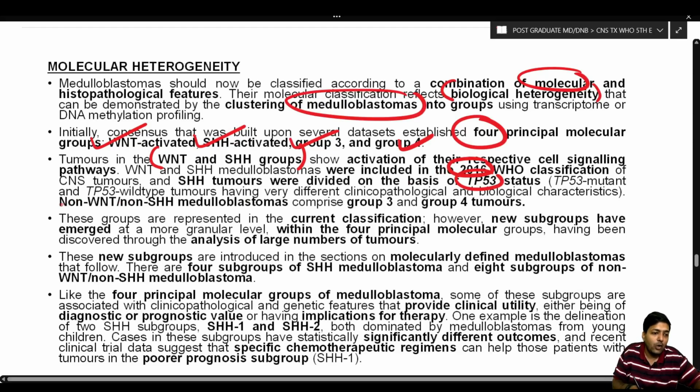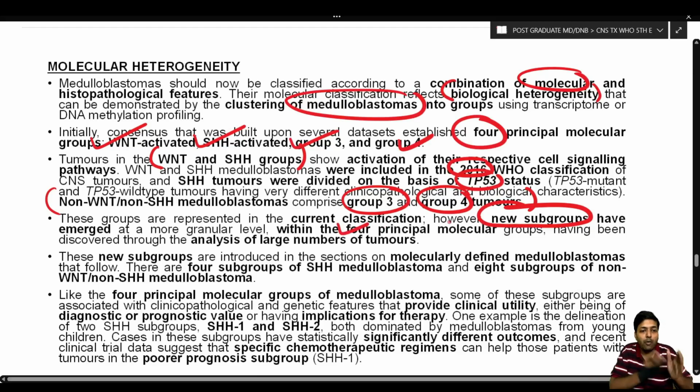Okay, and the non-WNT group has group 3 and group 4 tumors that we have already seen. Now, these groups of tumors are represented in the current classification as well, but what has changed is that a number of new subgroups have emerged at a more tertiary level. So, with the 4 principal molecular groups, WNT, SHH, group 3 and 4, there is further stratification or further division.